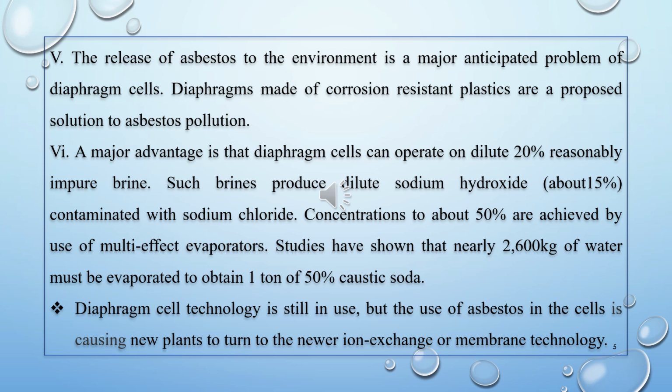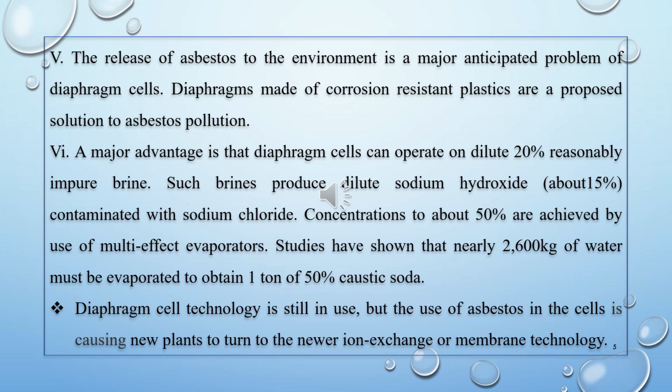And the next point is, a major advantage is that diaphragm cell can operate on dilute 20% reasonably impure brine. Such brine produces dilute sodium hydroxide contaminated with sodium chloride. Concentration to about 50% is achieved by use of multi-effect evaporators. Studies have shown that nearly 2600 kg of water must be evaporated to obtain 1 ton of 50% caustic soda.